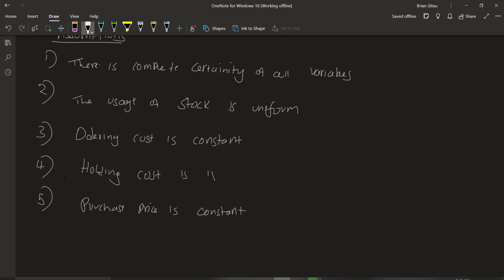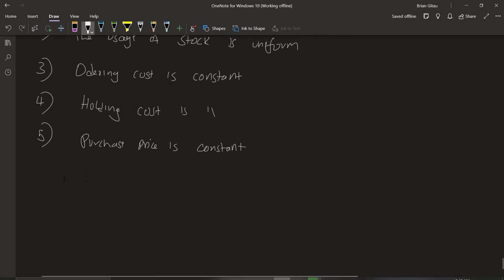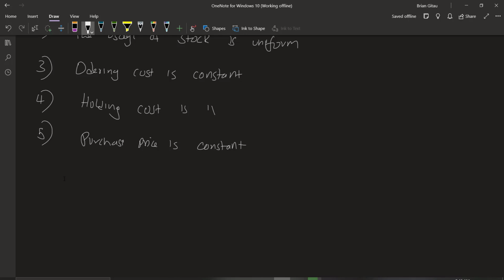We'll have sometimes where we are given discounts for making large purchases. And that now leads us to our next section in this management of inventory topic: quantity discounts.